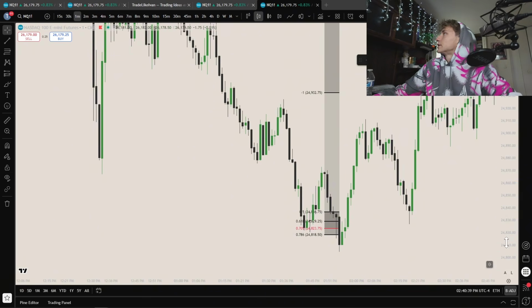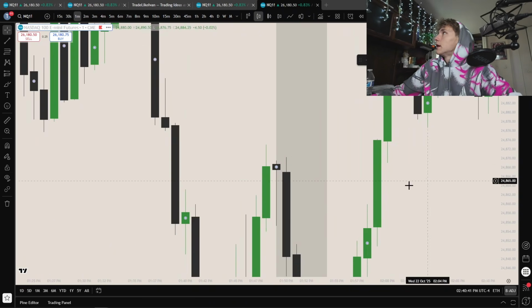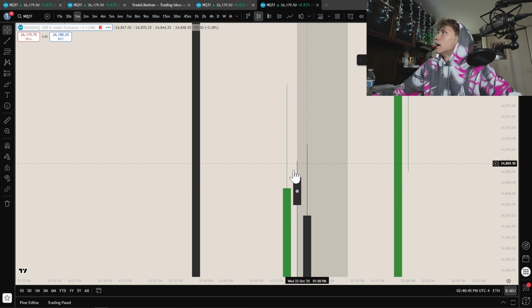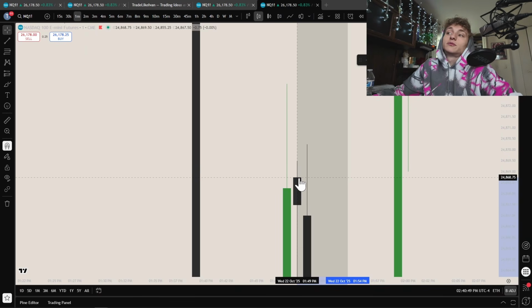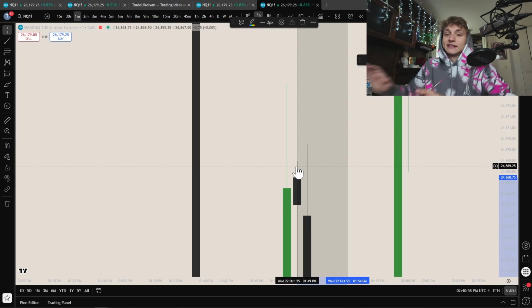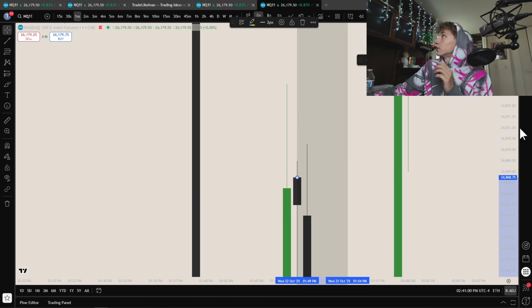Right now, to be more precise, I'm not drawing it up to the wick high. I'm drawing it up to the body open of this red candle. All right? Not drawing it to that wick. I'm drawing it to this body high. It's the body, okay? Manipulation wick.